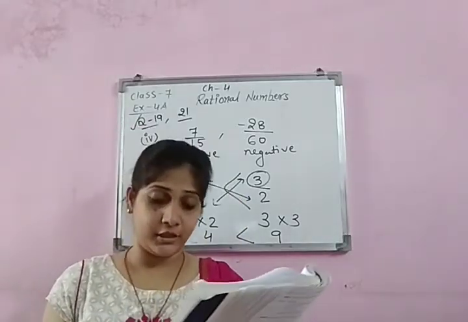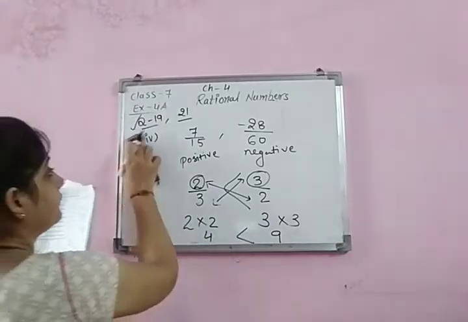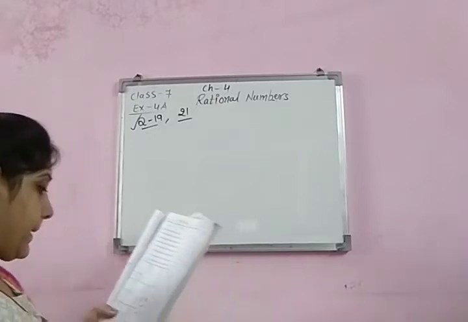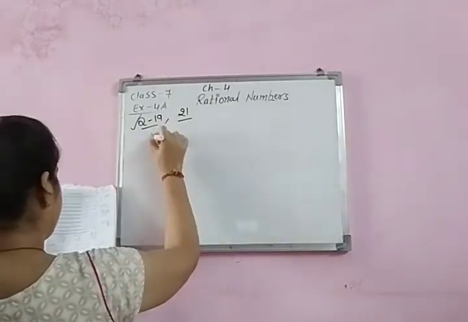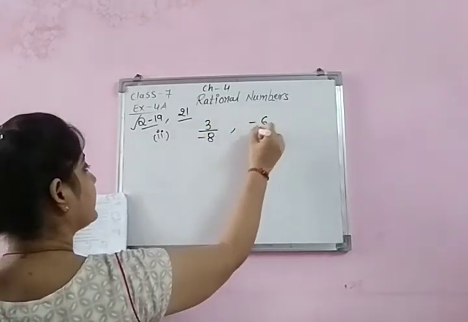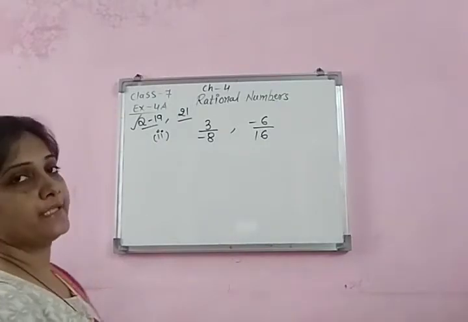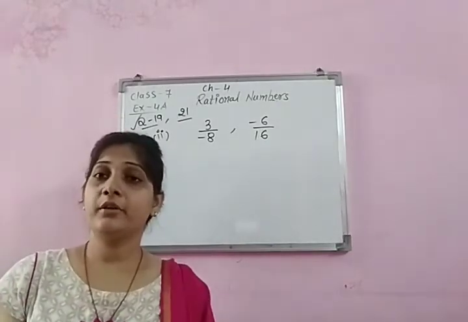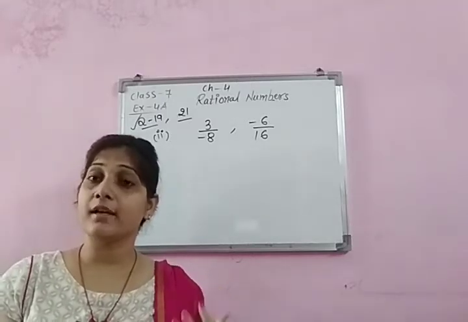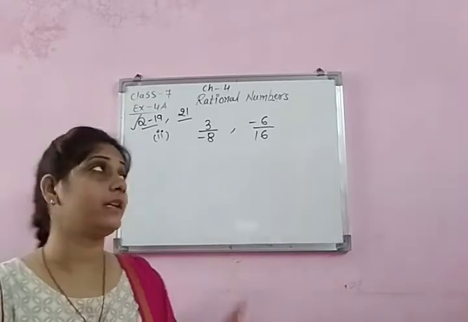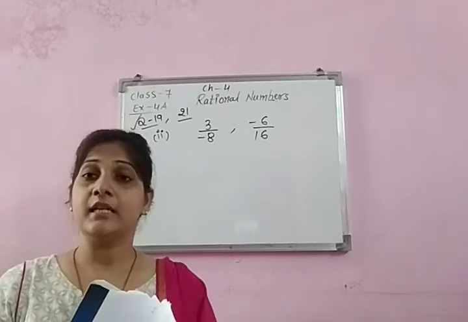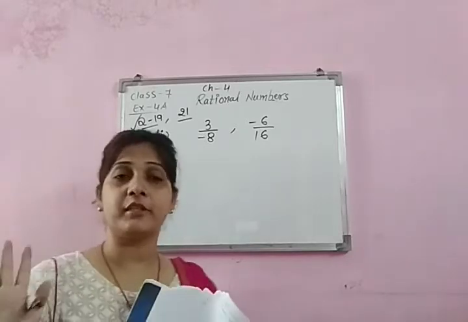Let me share more questions with you. So question number 19, I am sharing the second part of this: 3 by minus 8 and minus 6 by 16. Look at this, children. Whenever you are comparing whether the rational numbers are greater, smaller, or equivalent, you have to check. So what will you do? First step is to make the denominator positive.